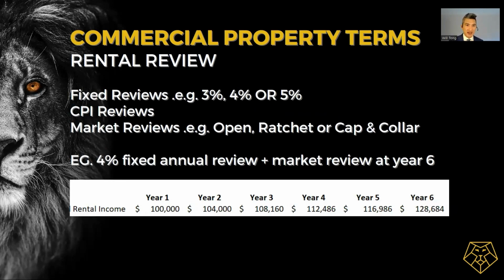Okay, and there's a few different types of rental reviews. Okay, so you've got the fixed reviews, which are usually expressed as a percentage. So it could be a 3% annual increase, 4% or 5% annual increase. There's also CPI reviews. So the rent gets increased according to what the CPI was in the previous year. So at the anniversary of each year of the lease, the rent goes up by the percentage indicated by the CPI. And there are also market reviews.